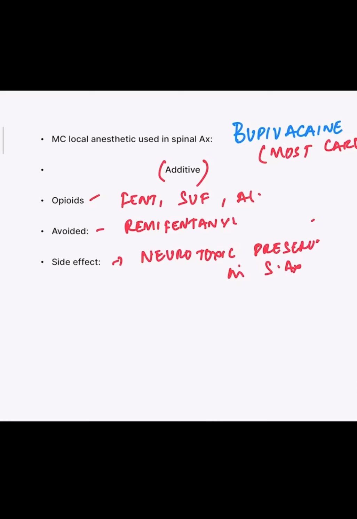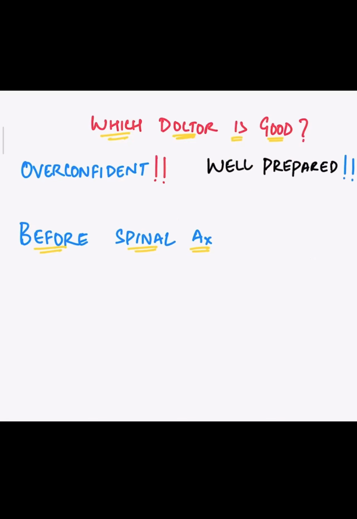Now guys, a small question to you. Which doctor is good? An overconfident doctor or a well-prepared one? I usually prefer a well-prepared one. What is meant by a well-prepared one? A doctor who is well prepared ahead of complications. He knows what complications can happen, that's why he prepares himself. That kind of doctor you have to be, not an overconfident one who says, "I have given 100 spinals, nothing will happen." When you say that, only then some problems will happen.